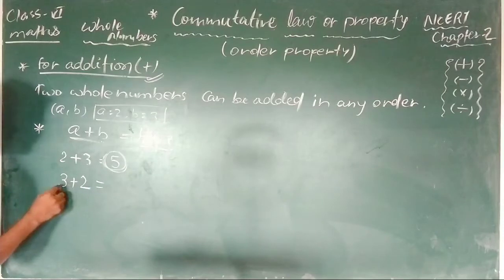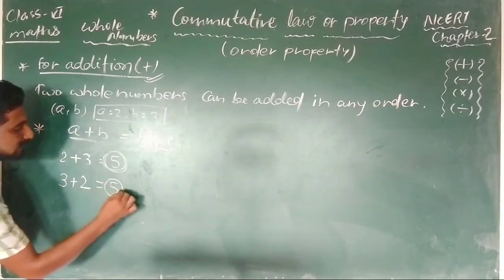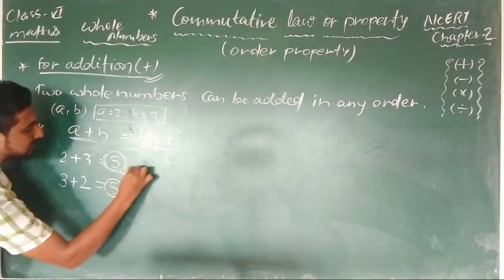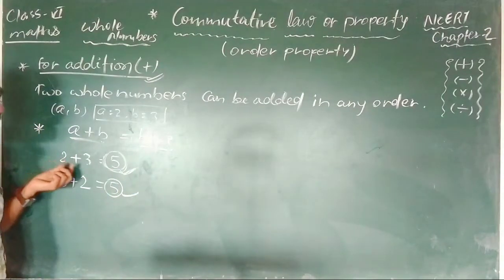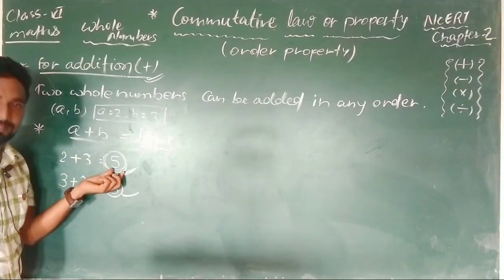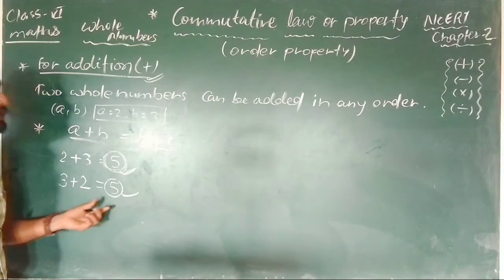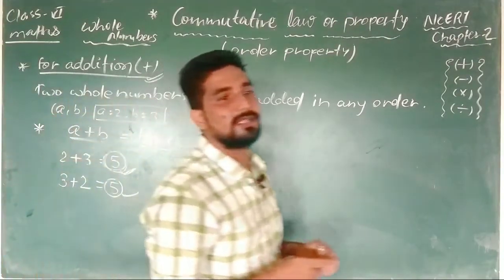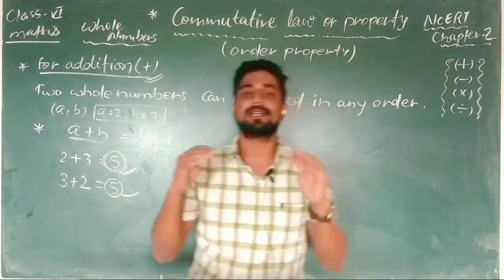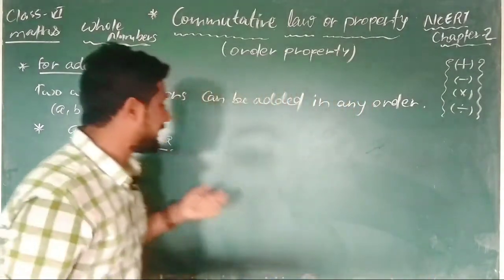But what is the result? 3 plus 2 is 5. So you can see the result remains fixed, or you can say constant. If you add 2 and 3, the answer is 5. If you add 3 and 2, the result is 5. So it is said here, when you change the order of two whole numbers, the result remains constant. And for addition it holds.